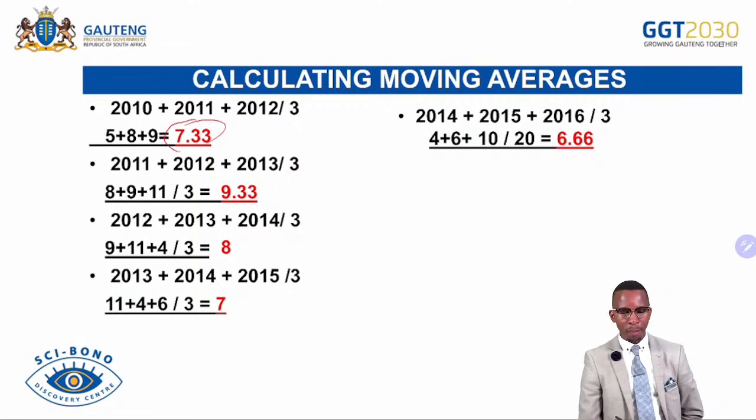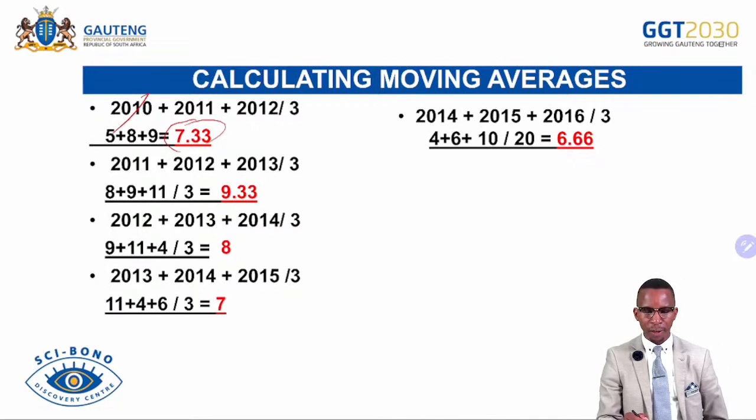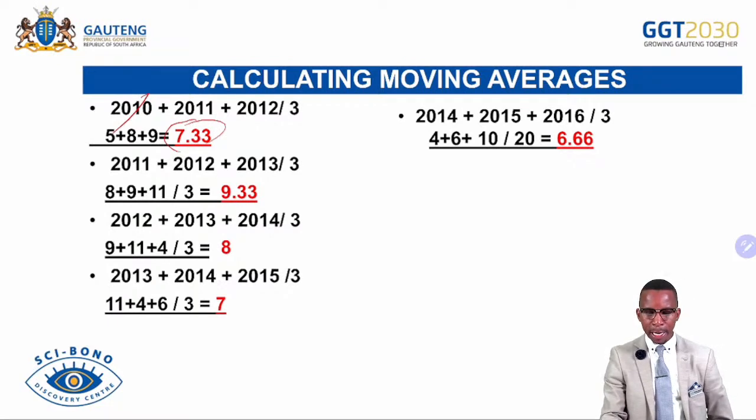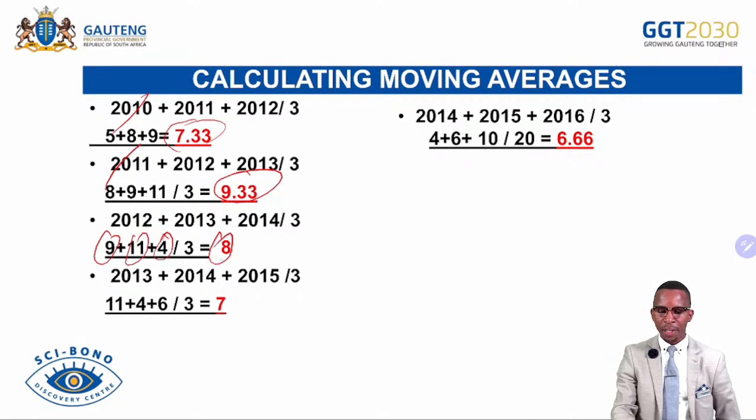Same thing applies. Remember, you cancel the first year, which is 2010. You continue with 2011. 11, 12, 13. 8 plus 9 plus 11. You then divide by 3, you get 9.33. And that's your moving average. You go further, you cancel 2011, you go to 2012. And then in 2012, you will say 12, 13, 14. And then you add those variables, you divide by 3, and you get 8.